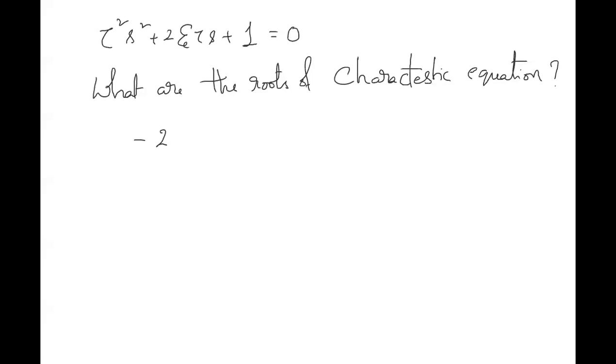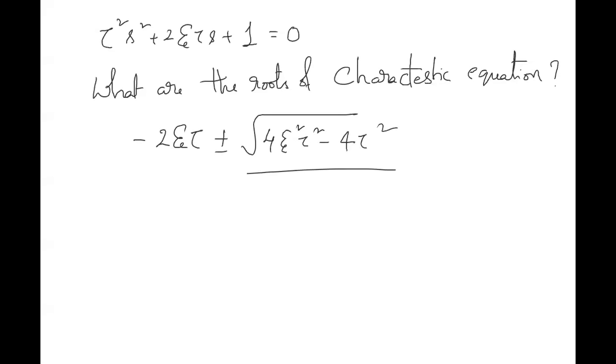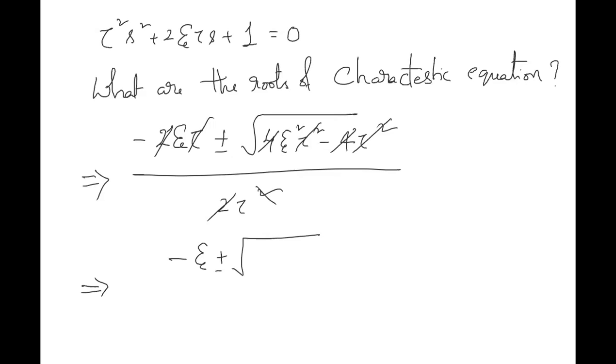So what are the roots? Minus b plus or minus root of b square minus 4ac, by 2 into tau square. 2, 4, 4, 2 will cancel. Tau square, tau will cancel. So what is left is minus zeta plus or minus root of zeta square minus 1, by tau.